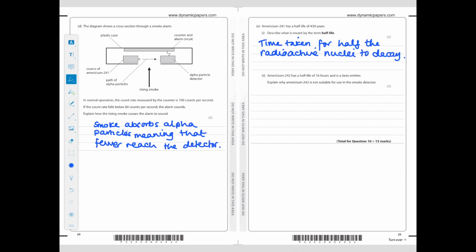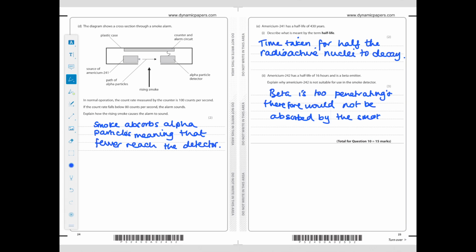Americium-242 has a half-life of 16 hours and is a beta emitter. Explain why americium-242 is not suitable for use in the smoke detector. I already said that the whole point of the alpha relies on the fact that it's not penetrating. The difference with beta is that beta is too penetrating and therefore would not be absorbed by the smoke. The final, less obvious point would be that the smoke alarm would need replacing frequently.